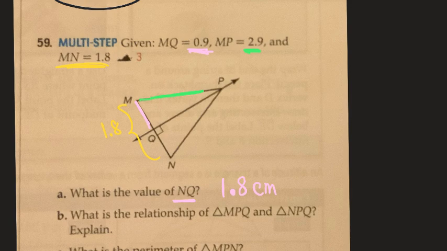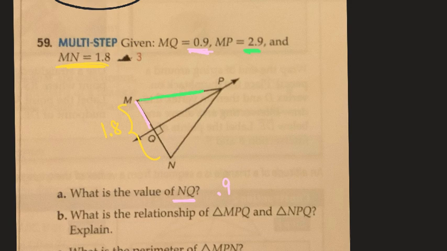All right, so I labeled everything. I did pink right here, 0.9, green, 2.9, yellow, the whole thing is 1.8. They want to know NQ. NQ would also be pink. Well, I have the wrong answer. It is not 1.8. The correct answer should have been 0.9. Silly me. 0.9 centimeters or units, whatever it is.